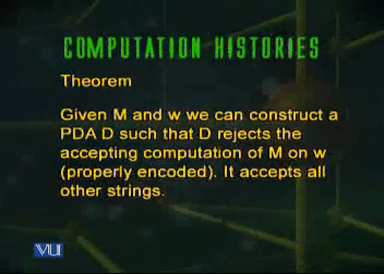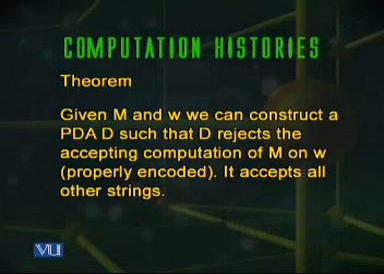Let's see what we have done. Given M and w, we claim that we can construct a PDA D such that D rejects accepting computations of M on w. It accepts all other strings. So what we have done is converted the problem of answering whether M accepts w into the problem of whether the language of D is sigma star or not.